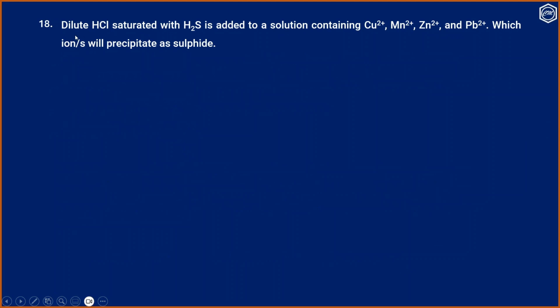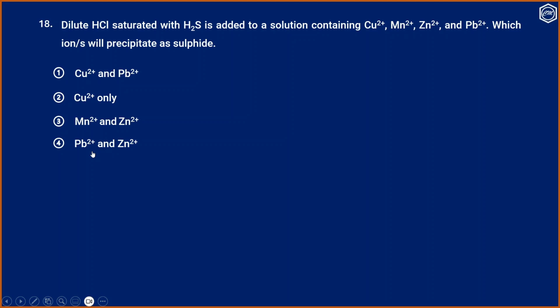Question 18. Dilute HCl saturated with H2S is added to a solution containing copper 2 plus, manganese 2 plus, zinc 2 plus and lead 2 plus. Which ion or ions will precipitate as sulfide? 1. Copper 2 plus and lead 2 plus. 2. Copper 2 plus only. 3. Manganese 2 plus and zinc 2 plus. Fourth option, lead 2 plus and zinc 2 plus.